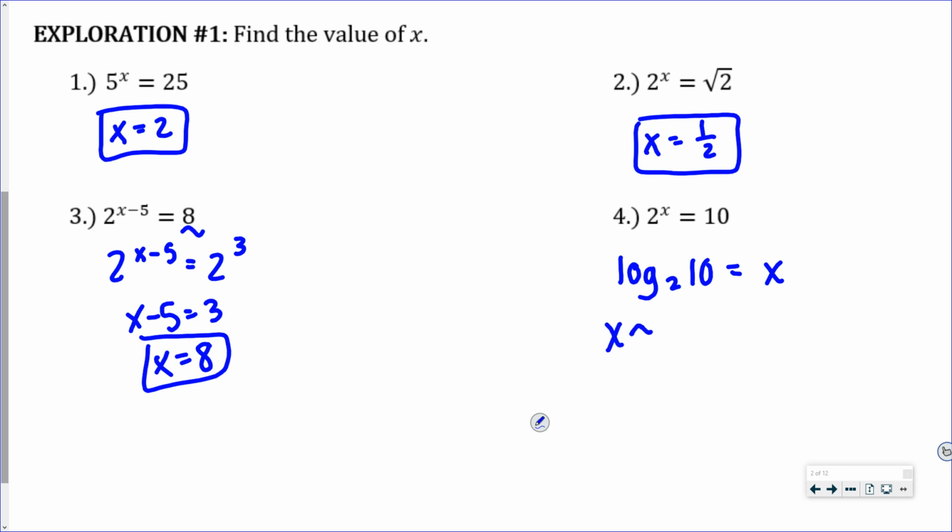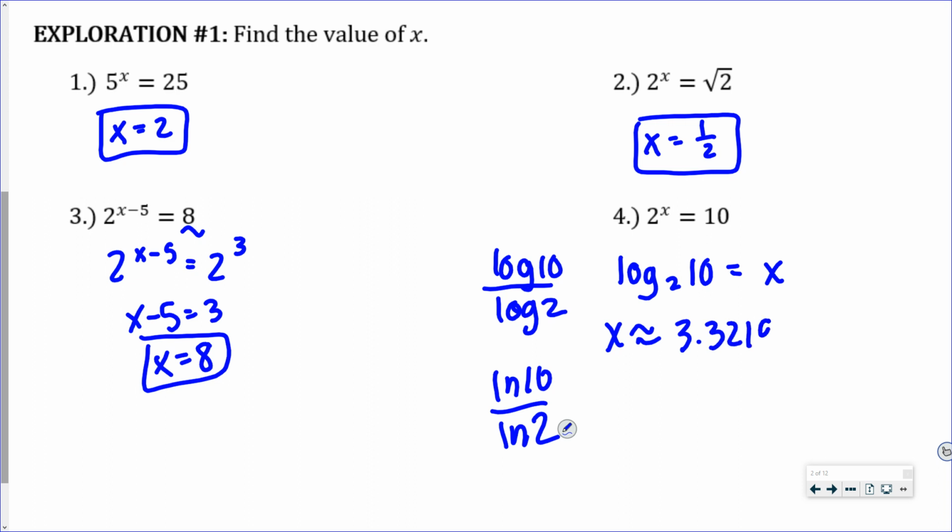So I type that in your calculator, log base 2 of 10, using that tool that says math, log base. Okay, we'll go over that. Or another way you could type this in your calculator, remember that change of base formula, you could do log of 10 divided by log of 2, or you could even do the natural log of 10 divided by the natural log of 2. Those would all give you the same answer of about 3.3219. So when it's not something we can just do in our head, we use logarithms to solve exponential equations.